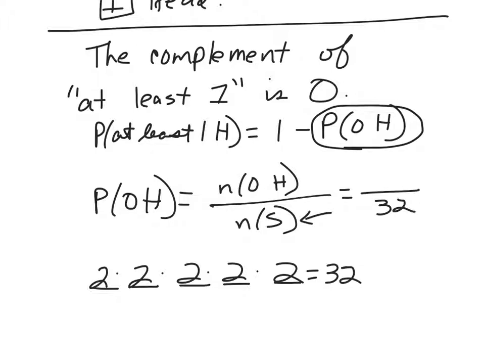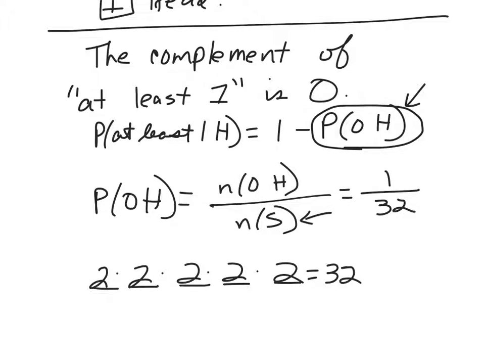Now, this is for anyone. How many of those 32 things would include 0 heads? Katie, if I toss 5 coins, how can I get 0 heads? What has to happen? I get tails every time, don't I? They're all tails. So there's only one way I can get 0 heads, and that's if I get all tails.